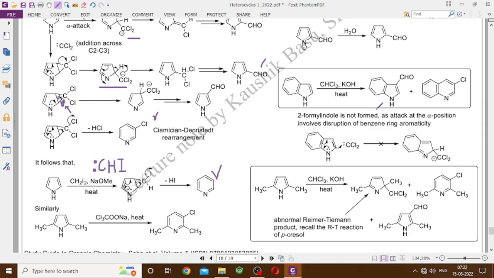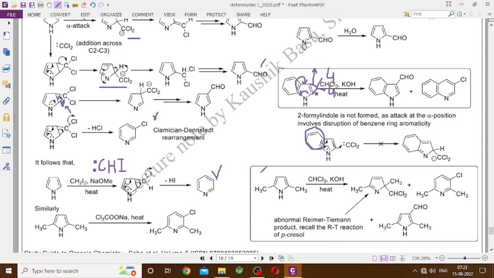But the 2-formyl product does not form, because if you need to form the 2-formyl, then you need to disrupt the aromaticity of the benzene ring, which is not favorable, either via direct electrophilic attack or via the corresponding 3-membered ring. In that case also, if you want to rupture this bond, you have to push the electrons in this way so that the aromaticity in the benzene ring is disturbed, so that does not form.